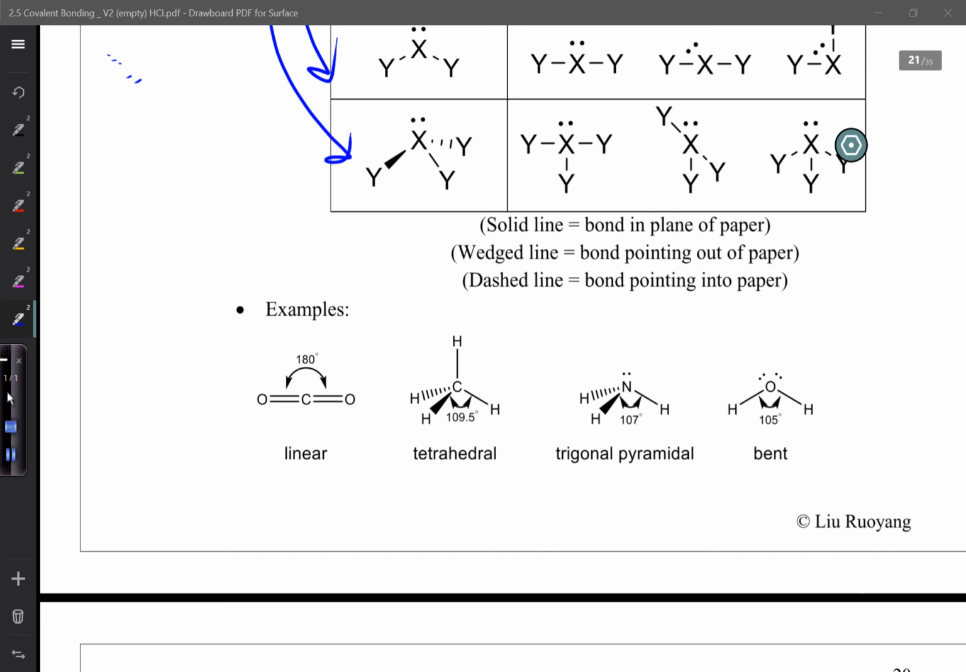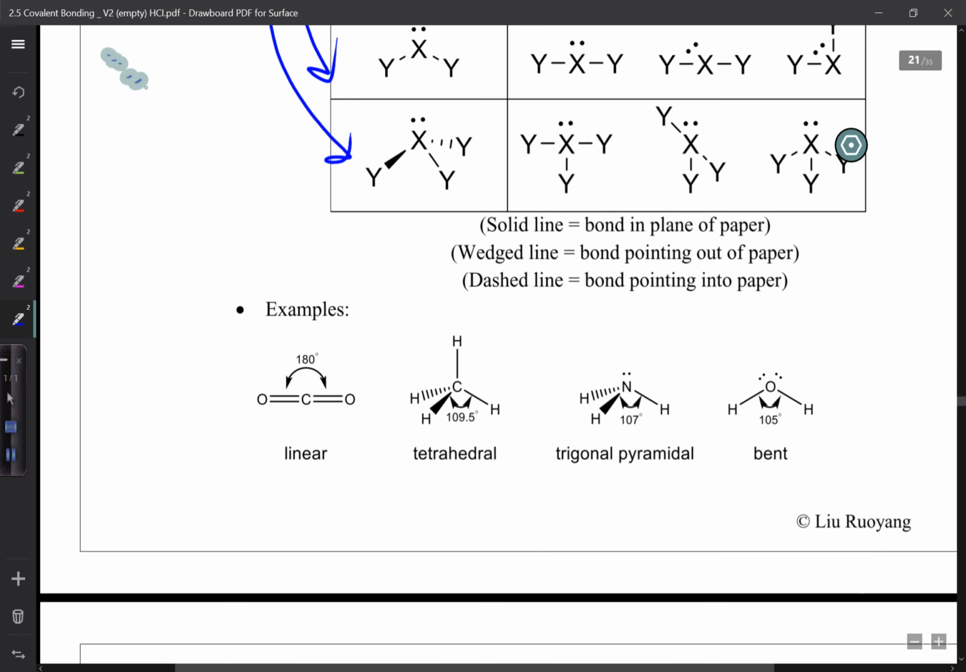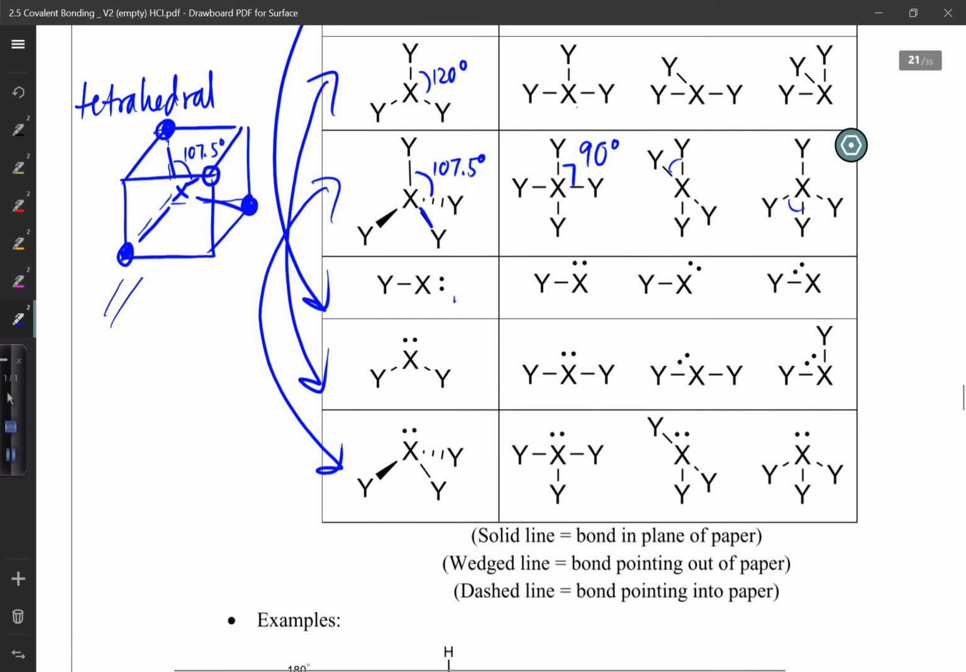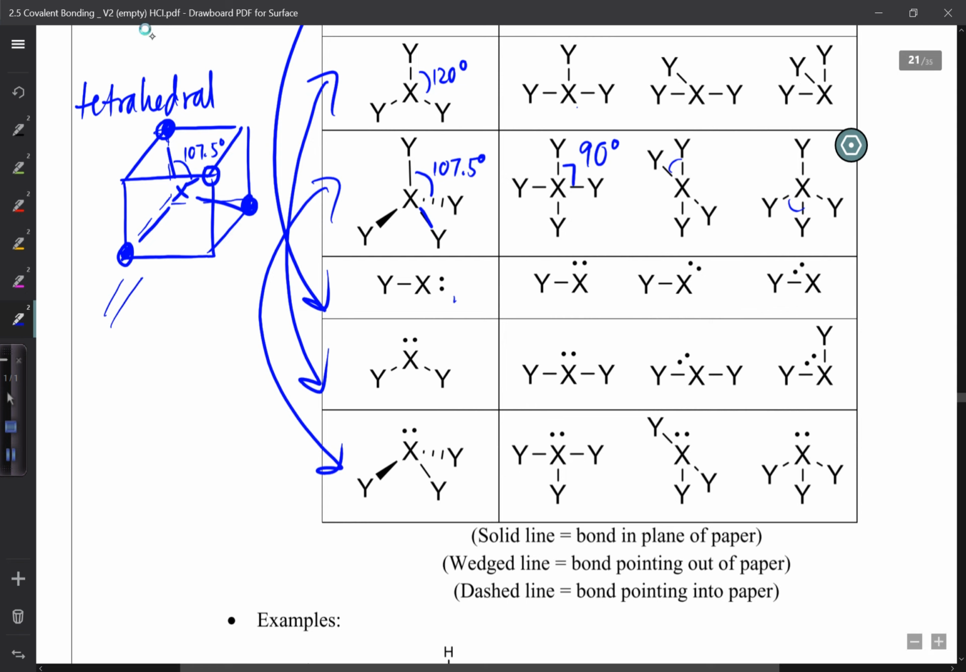So last week we talked about the VSEPR theory briefly. I mentioned that for VSEPR theory, the concept is that the electron pairs, no matter lone pair or bond pair, will try to move as far away from each other as possible to minimize repulsion. That's why it will give rise to these kinds of shapes. So do you go back and derive the 107.5 degree?